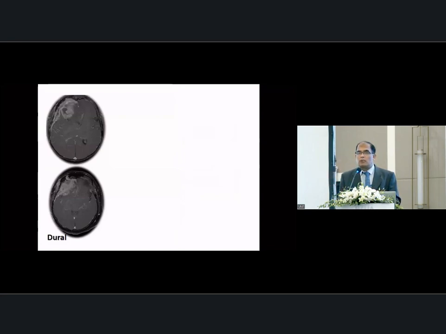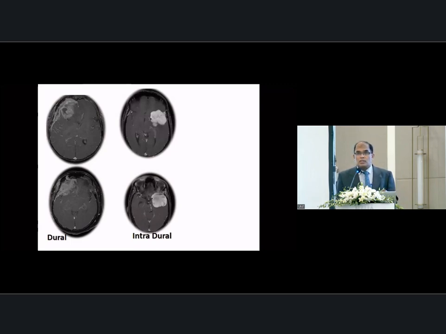Most of them have an en plaque variant, so they extend far beyond. It's not just the dural tail which we see in a classical meningioma; you would see the dura enhance much beyond the primary location of the tumor, and that will be a component of the dura. So your craniotomy needs to be much, much bigger than we plan. Second is the intradural component. Of course, this is common for all meningiomas.